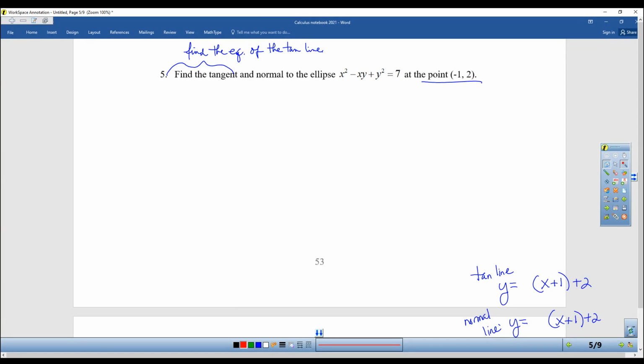So again, you can try this on your own. I will tell you that the two answers are 4/5. And of course, normal will always be negative reciprocal. So if you'd like to do this one completely on your own, that would be fantastic.